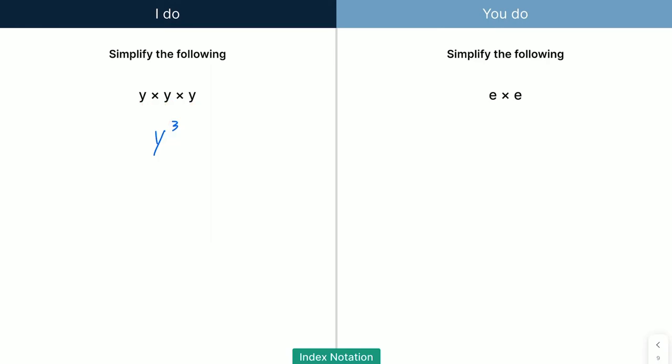Okay, so hopefully you've pressed pause and had a go at the example on the right. So this would be e squared, and just a word here that h, for example, as an indice can be written as h to the power of 1. Okay, there's just one h.